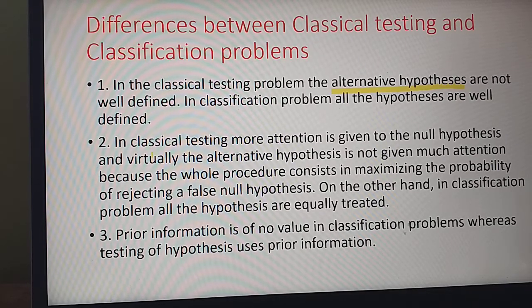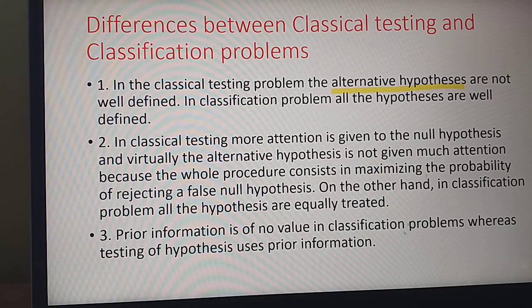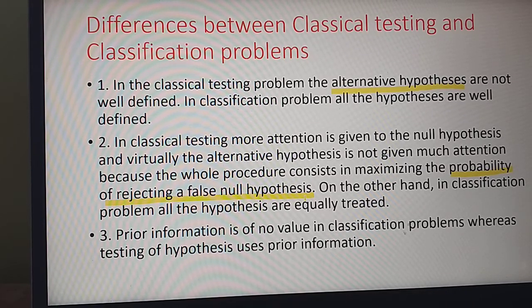Secondly, in the classical testing problem, more attention is given to the null hypothesis, and virtually the alternative hypothesis is not given much attention, because the whole procedure consists in maximizing the probability of rejecting a false null hypothesis. This is 1 minus alpha, you know. Alpha is the probability of rejecting when it is true. So here it is the probability of rejecting a false null hypothesis.